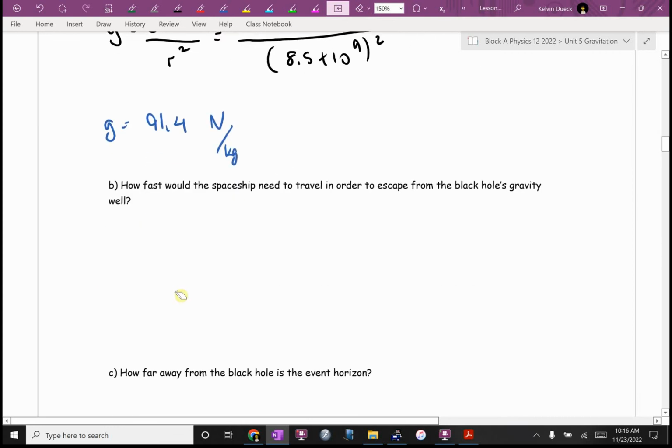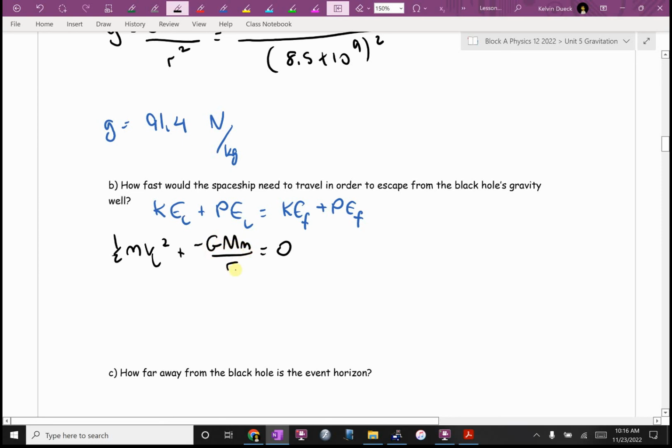How fast would a spaceship need to travel in order to escape from the black hole's gravity well? Well, I'm going to rederive the escape velocity equation just for practice. Again, you can decide whether you want to derive it or to memorize it. But deriving it, it started out with conservation of energy. But what did we want our final energy to end up being exactly as a number? Okay. So it ended up like that, and we had a half m v initial squared plus negative big G, big M, little m, all over r initial.